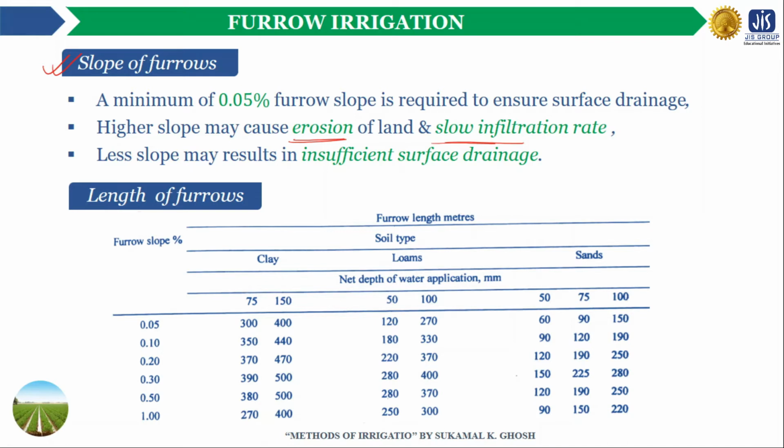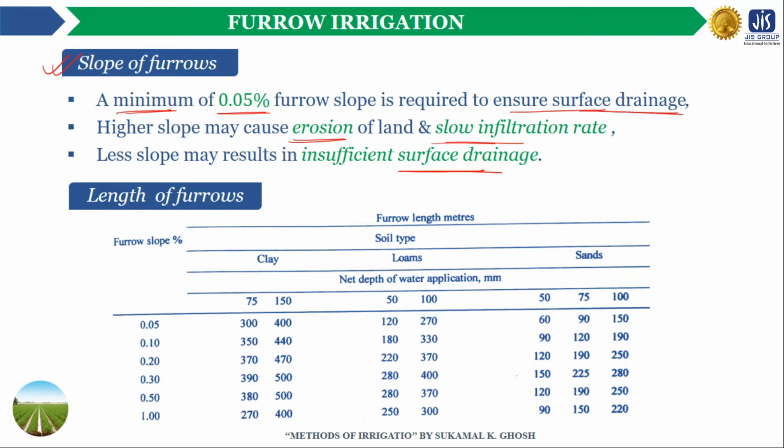Now, if the furrow slopes are too small, then proper surface drainage may not take place and it will result in excessive deep percolation and hence water loss. In general, the ranges of slopes as recommended for the border strips in different soils apply to the furrow irrigation also. Further, a minimum furrow slope of 0.05% is needed to ensure the proper surface drainage.